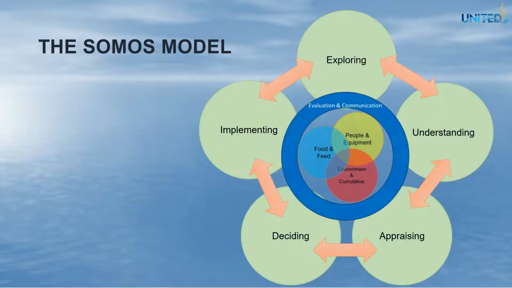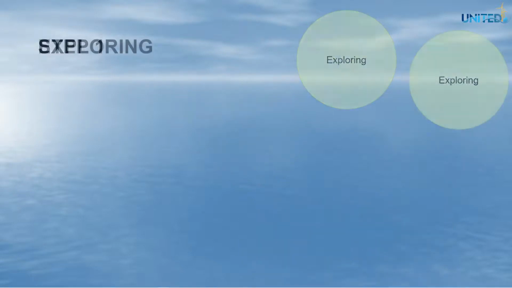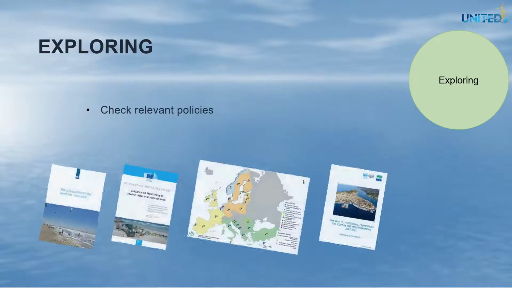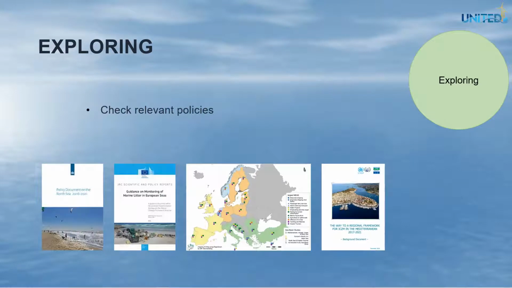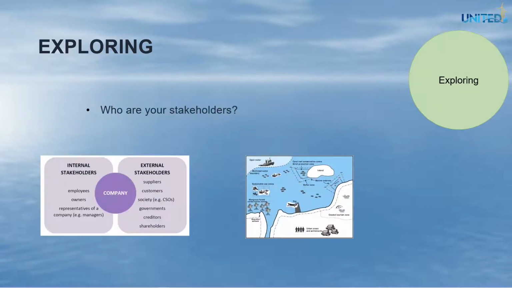The SOMOS model consists of 5 phases or steps. In step 1, we looked at the phase of exploring. In this phase, we described your multi-use system. We had a look at relevant policies. And we made an analysis of who your stakeholders are.